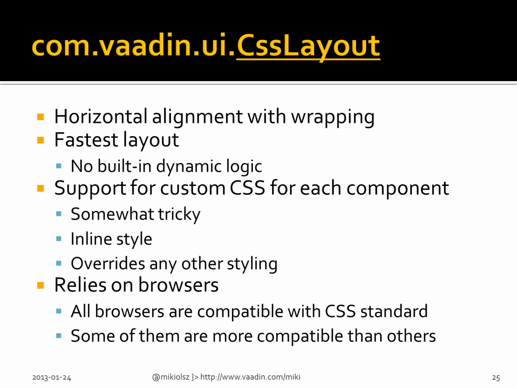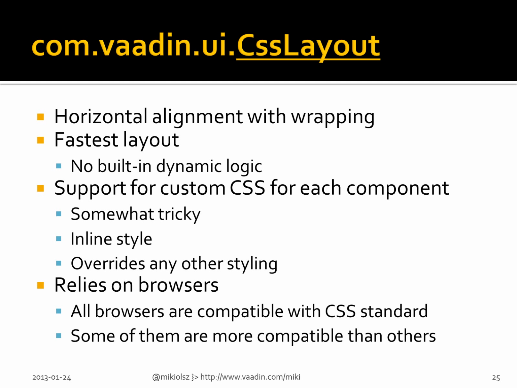Finally, we have a CSS layout. It's a horizontal alignment by default with wrapping, which means that it puts components one next to another, and if it reaches the edge of the screen, then it puts them in another line. And of course, when you resize the window, the components are wrapped to another line if they need to. This is the fastest layout in terms of rendering because it contains no dynamic logic. Everything has to be styled with CSS. It supports custom CSS for each component, which is rendered as an inline style, meaning that you cannot override it with any other styling.